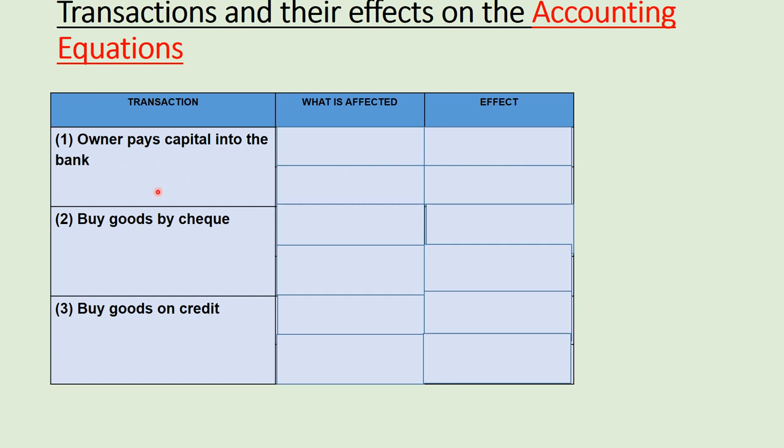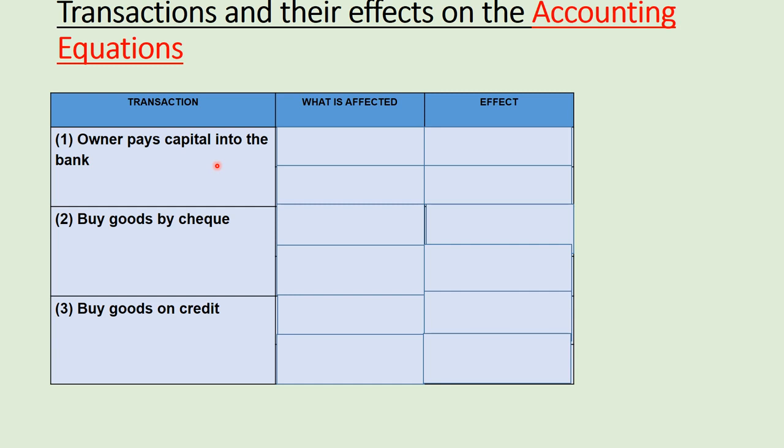Owner pays capital into the bank. So if we perceive this from the business point of view, the business had no capital, or maybe it had some capital, then it has received some more capital from the owner, meaning that the capital is going to be affected. What else? This capital has been put in the bank account, meaning that the bank is going to be affected. So bank is an asset, cash is an asset.